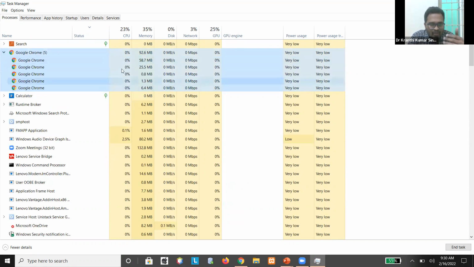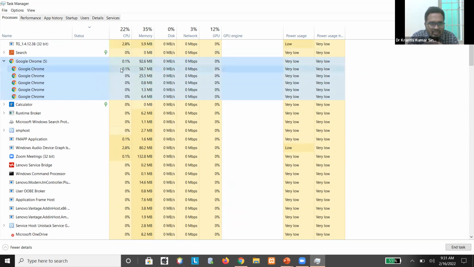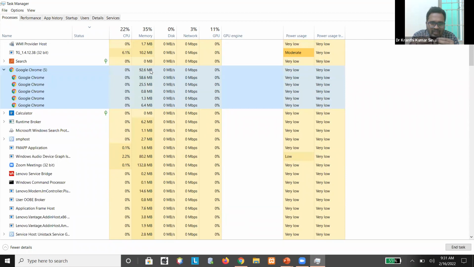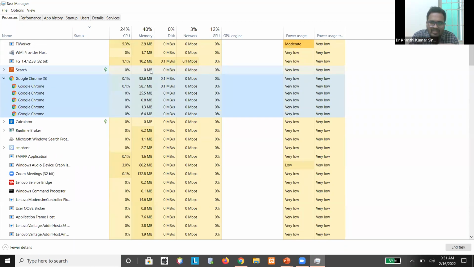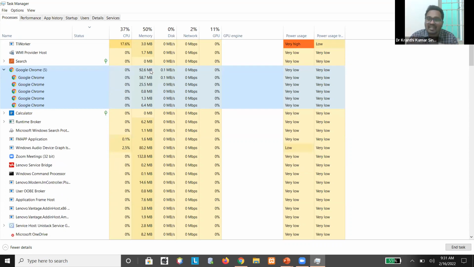As of now, I'm not using Chrome. That's why it is 0%. But if I open Chrome, automatically see here it is 0.1%. Again 0, again 0.1, again 0. So within fractions of milliseconds and microseconds, these values are changing continuously. So it is not possible to capture all this data to estimate the delay. That's why it doesn't have any formula.